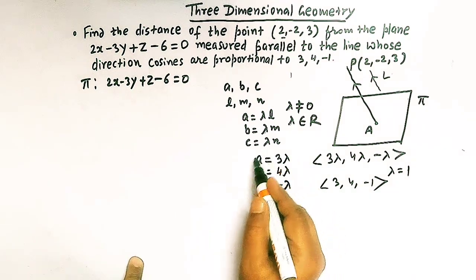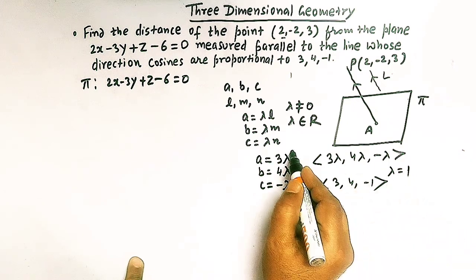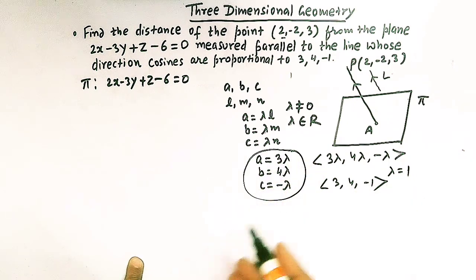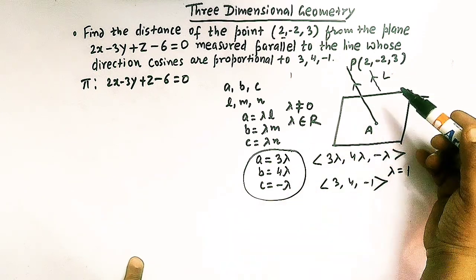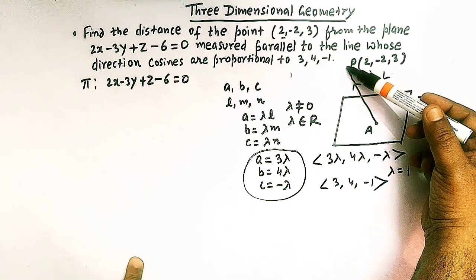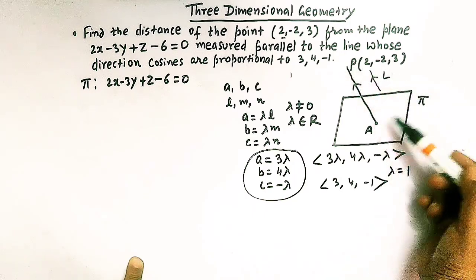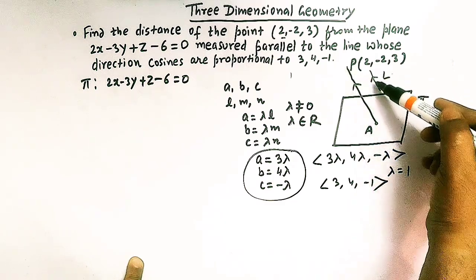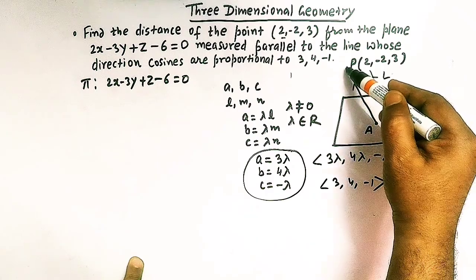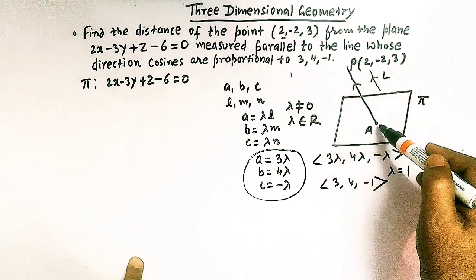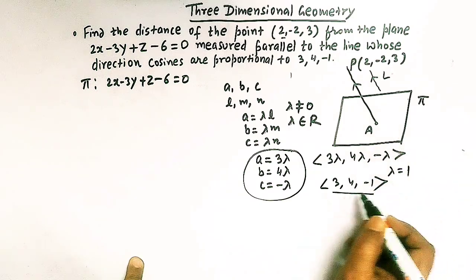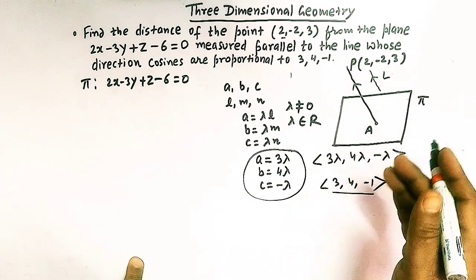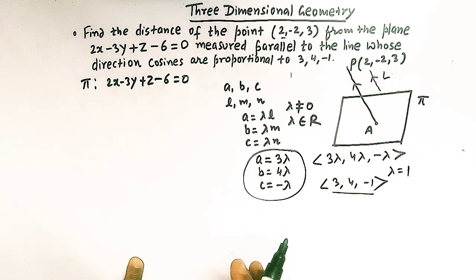So now if we assign different values of lambda to this set of numbers, then what will we get? We'll get a set of parallel lines, right? And here the distance of this point P from this plane pi is PA, and PA is parallel to this line L, right? So the direction ratios of this line PA may also be taken as 3, 4, and minus 1, because we know that parallel lines have proportional direction ratios, right?